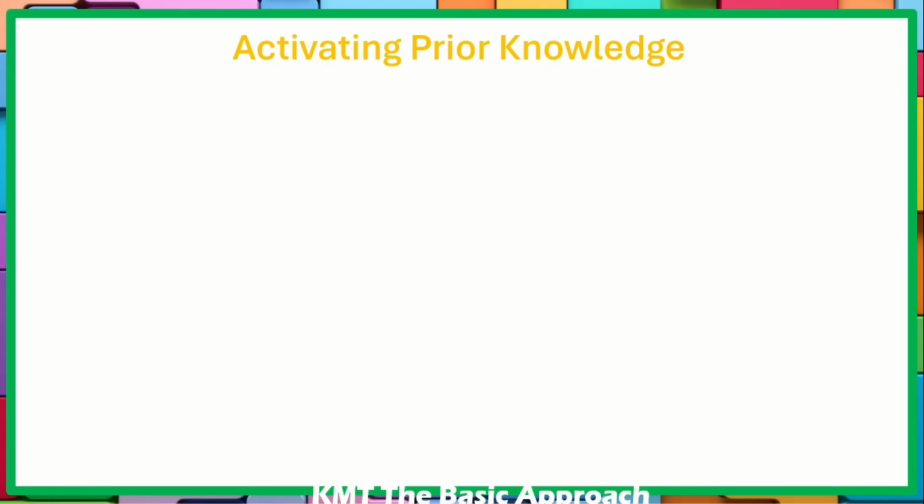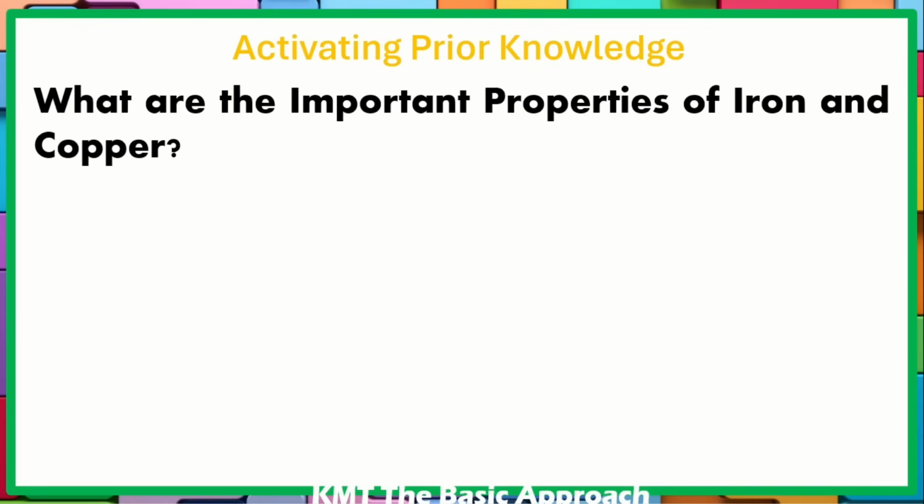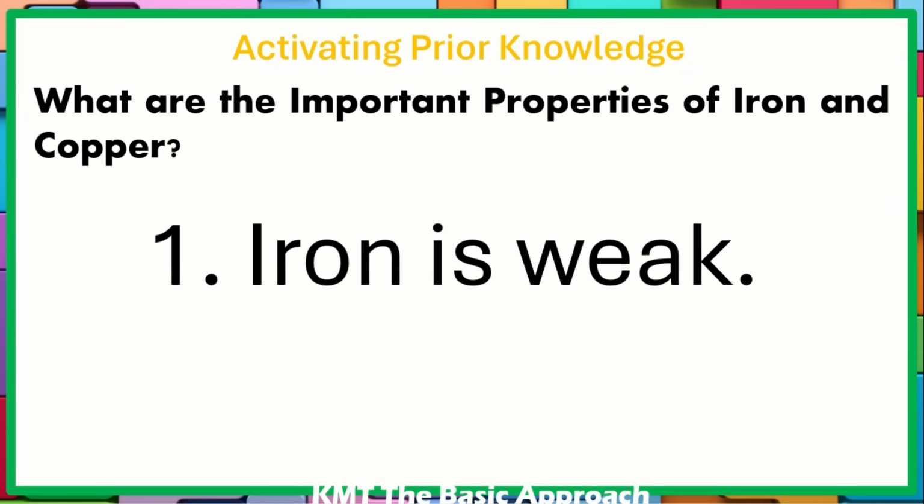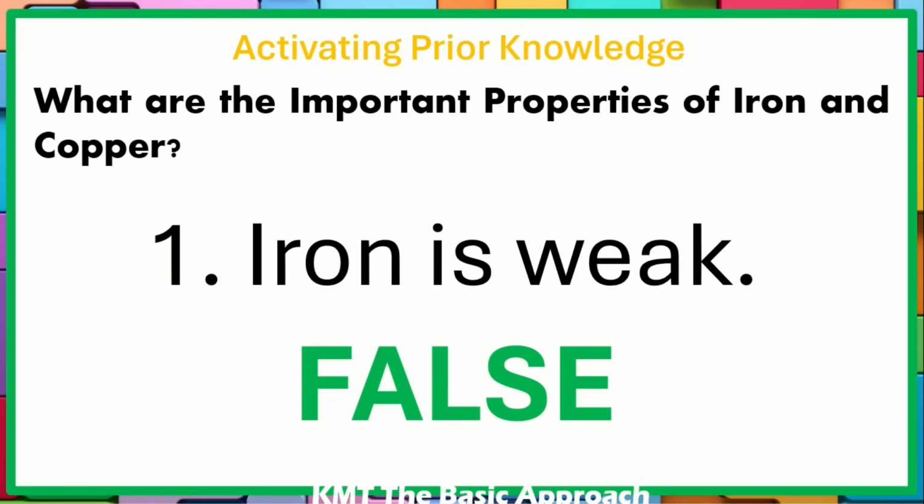Activating prior knowledge. What are the important properties of iron and copper? Number 1. Iron is weak. Is it true or false? Good job! False.